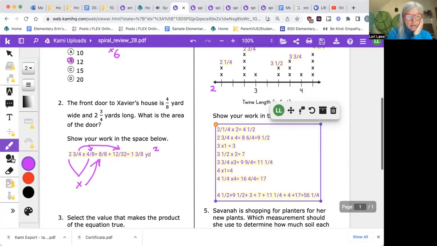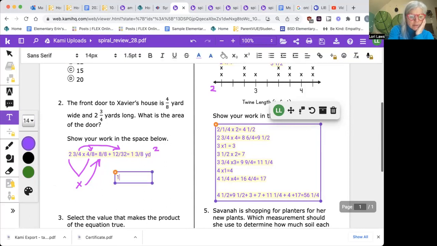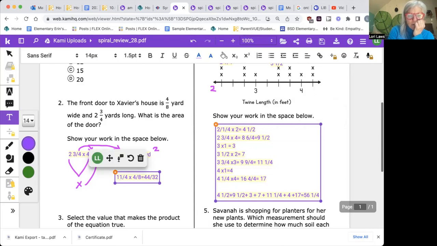So 2 3/4 converted is 2 times 4 is 8, 9, 10, 11 fourths. So 11 fourths times 4/8 equals, you just multiply across the top and the bottom, 44 over 4 times 8 is 32. Oh yeah, that equals 1 whole yard, so 32 32nds, and then you'd have 12 left over, and 12 32nds. Yeah, I think it actually is right.